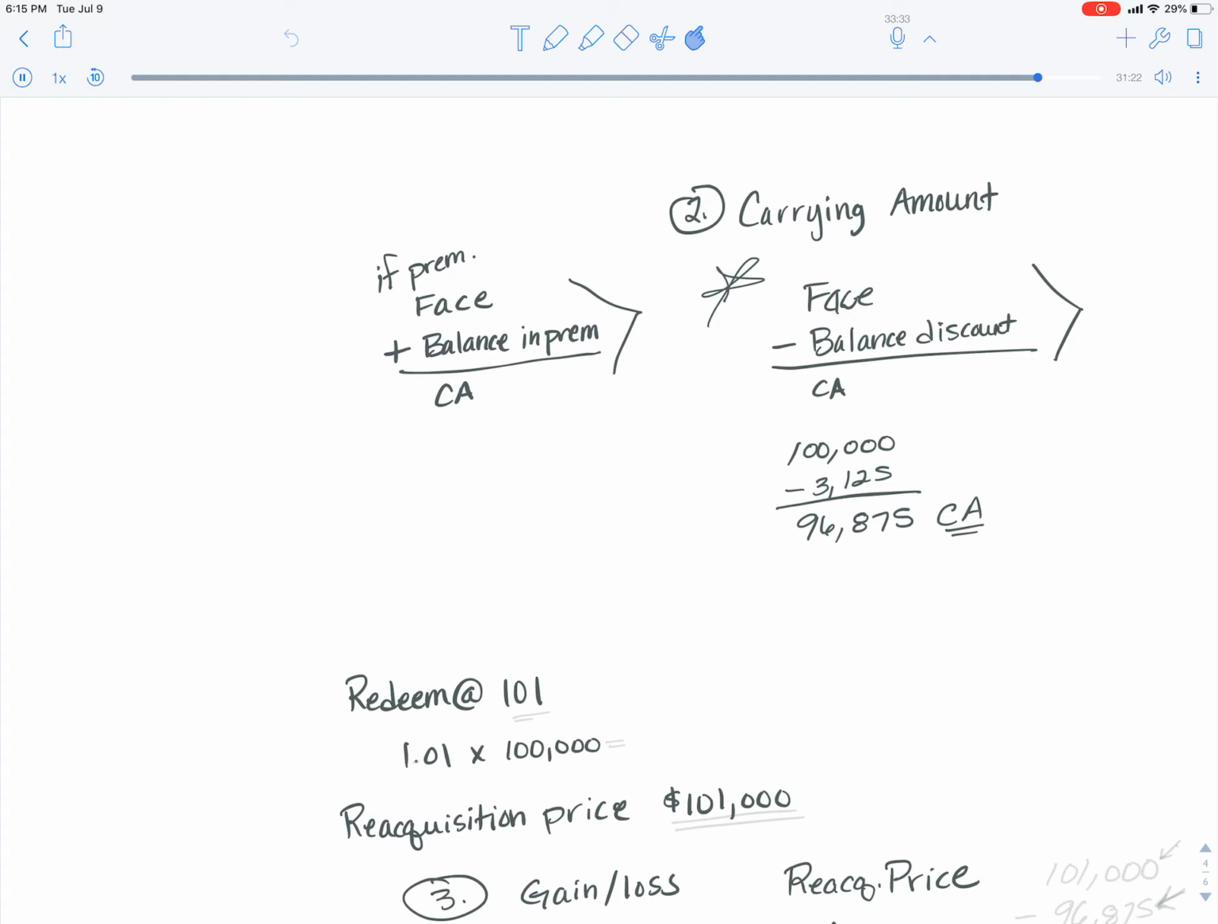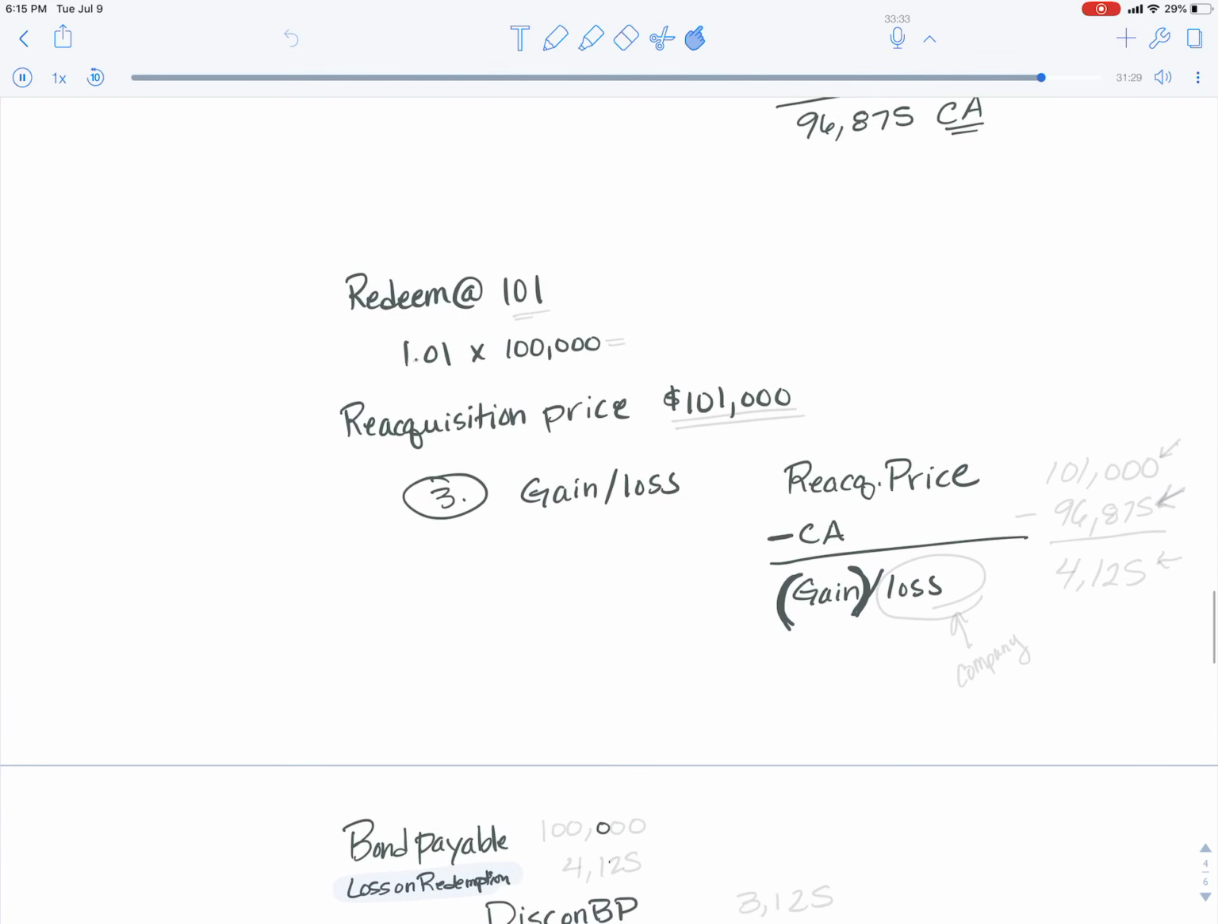Okay? Step 3, what's the gain or loss? Okay, well, you need to know how much the bond was redeemed for. So let's say in this scenario, the bond was redeemed at 101. So that means we have to pay our bondholders a purchase price to purchase the bond back. And we purchased it for 101. So 1.01 times 100,000 is cash of 101,000. That's called the reacquisition price.